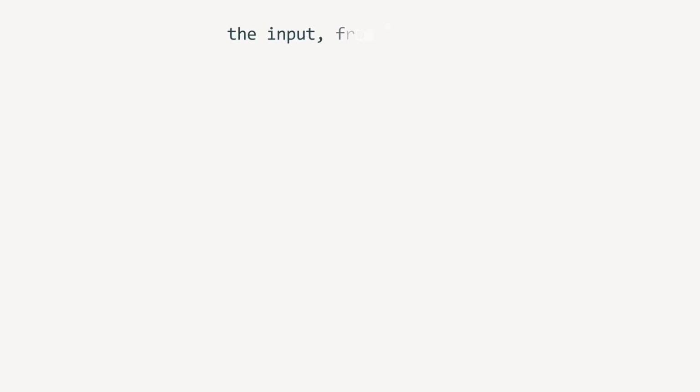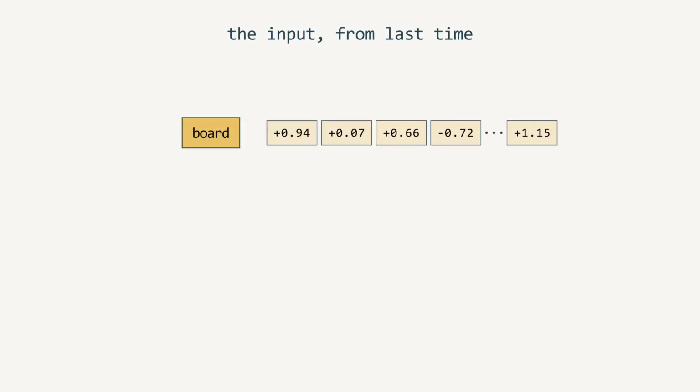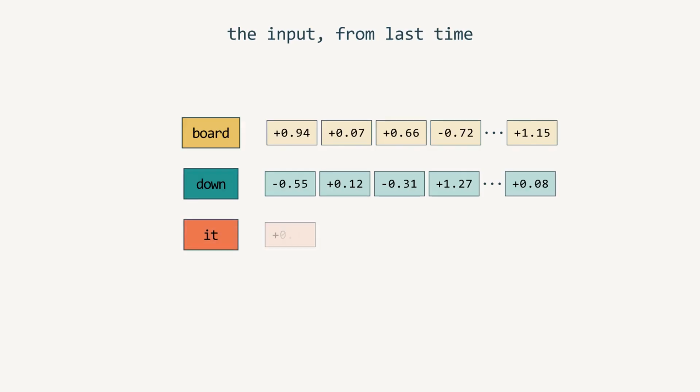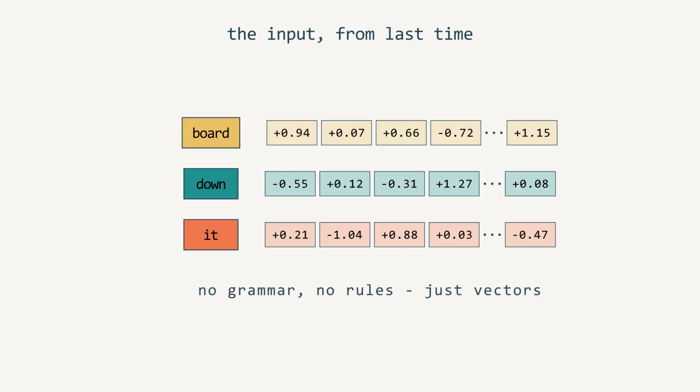Here's the input, exactly where the last video left off. One row per token, each row a learned vector, no structure beyond that. We want an operation that produces, for each position, a new vector, one that has absorbed relevant information from the other positions. Three constraints, and they're worth stating because they eliminate almost everything.